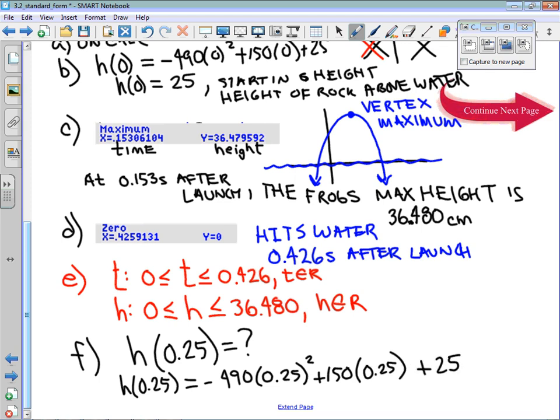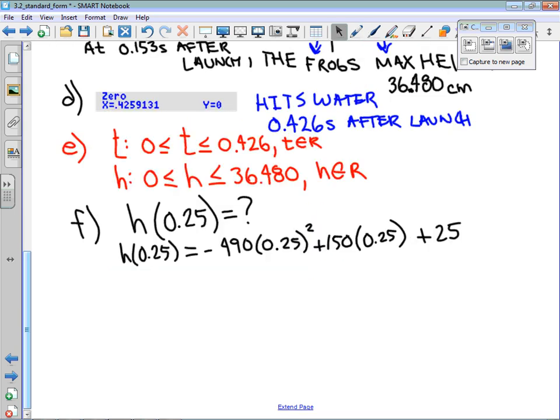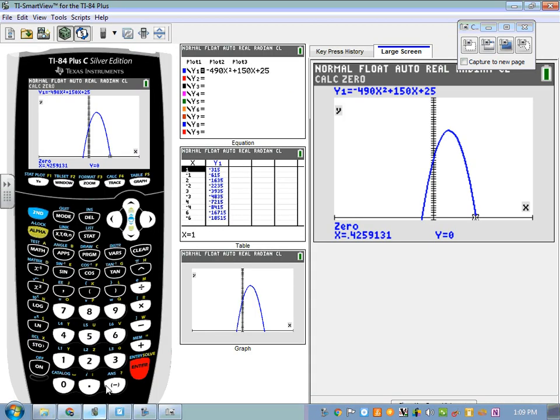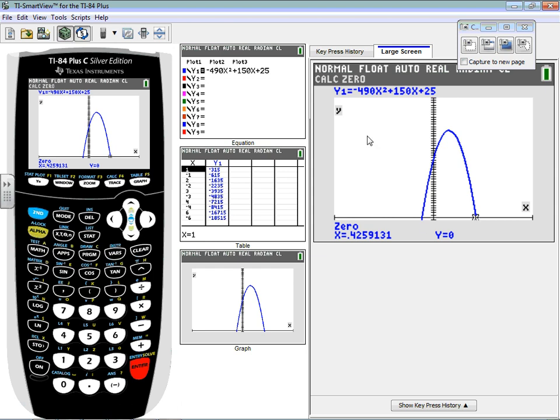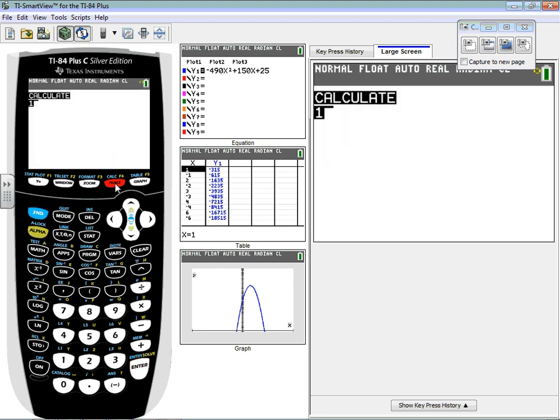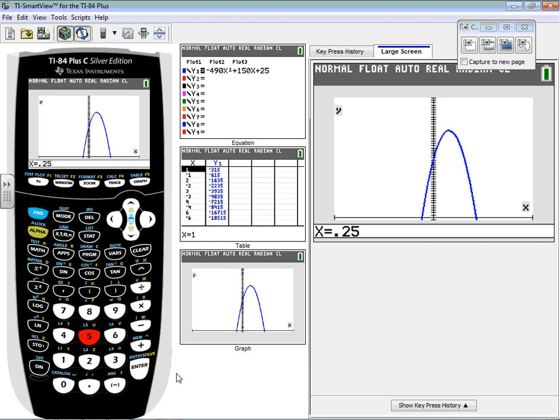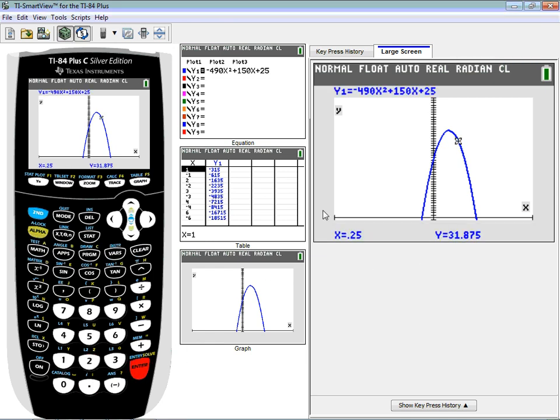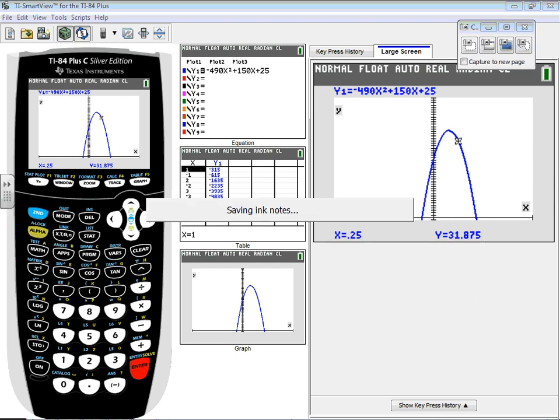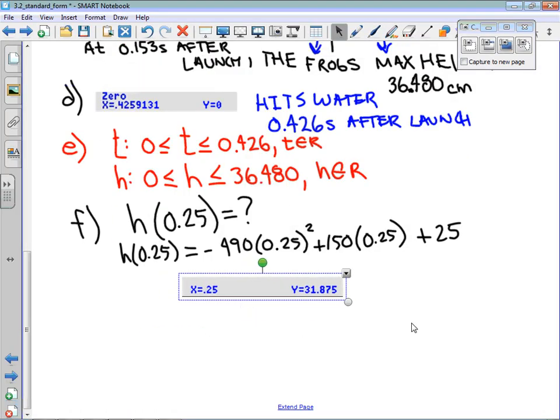I could do that. There's nothing wrong with that. But our calculator is designed to really be able to do stuff like that very, very quickly. And the way that we do it, you might guess, based on what we've done previously in this question, is that we need our graph up. Then I go to second trace, which is the calculate menu, and I am looking to calculate the value. So when I go to option number 1, it has this x with a blank. I need to tell it what x I want. So if I put in 0.25, it tells me that when x is equal to 0.25, y is equal to 31.875. That is the coordinate on the trajectory of the frog. And this lets me identify really quickly that h at 0.25, that's my time value, is equal to 31.875.